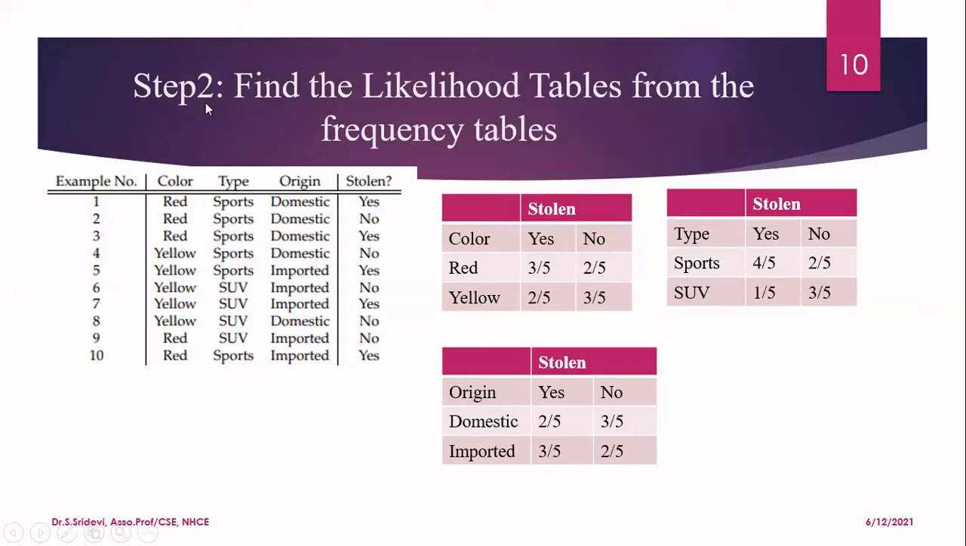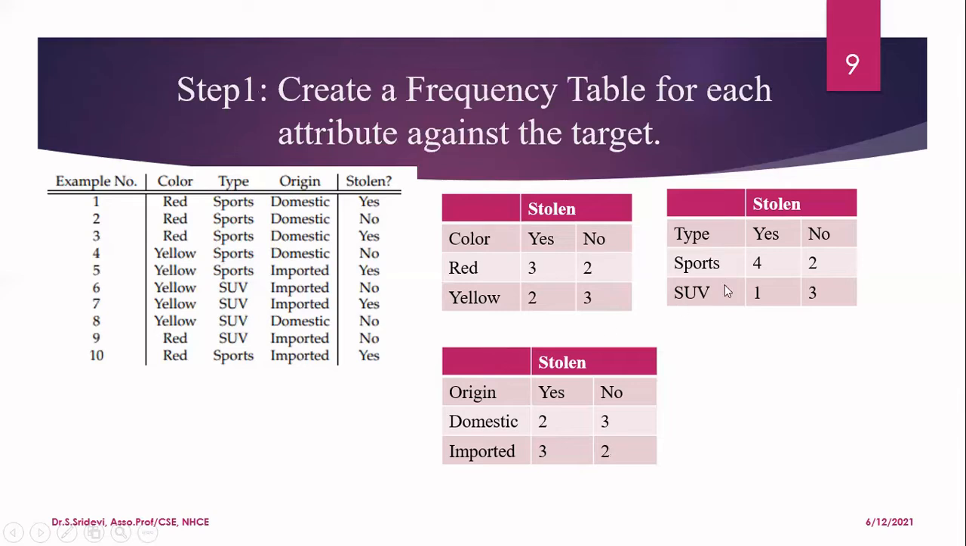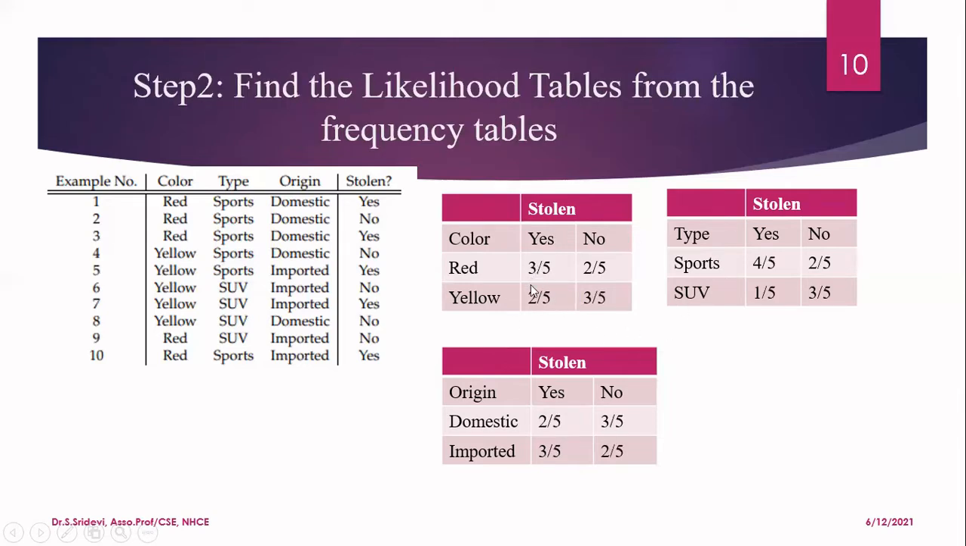So what is step number 2? Find the likelihood tables from the frequency tables. The frequency tables give you the exact count. They do not give any relation of the exact count with respect to the total count. But now we are going to find the likelihood tables. You can see the same table from the previous step, the original frequency table. I have drawn that. Now, instead of 3, I have written 3 by 5.